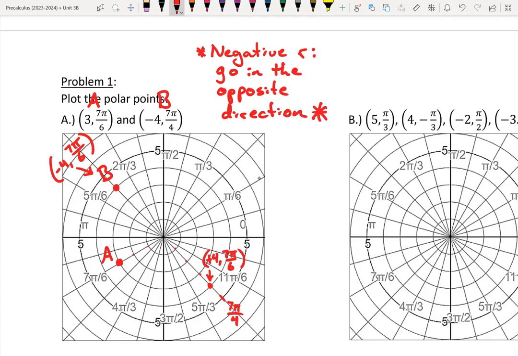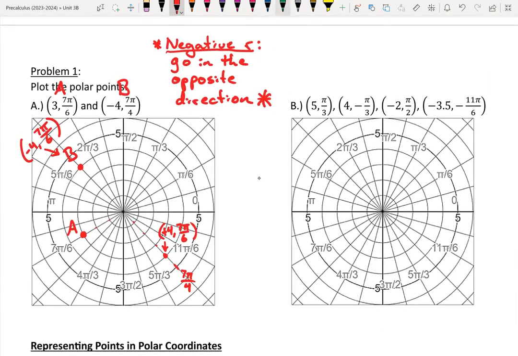Then I want you to go ahead and try problem B. We have 4 points this time. Let's go ahead and label each of them. I'm going to say this is point A, B, C, and D. I want you to try those out.